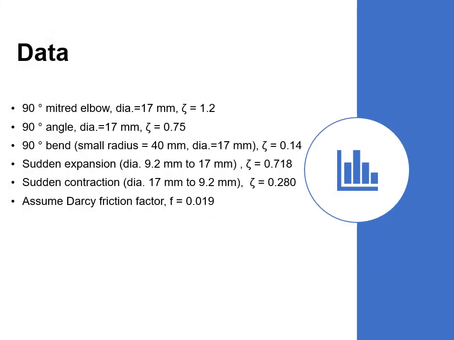So to allow you to do the calculations, I've given you some data here, and here you can see the various zeta values, or the coefficient of resistance, for the mitered elbow, the 90-degree angle, the 90-degree bend, the sudden expansion and the sudden contraction. I've also given you the Darcy friction factor, f, which is equal to 0.019.